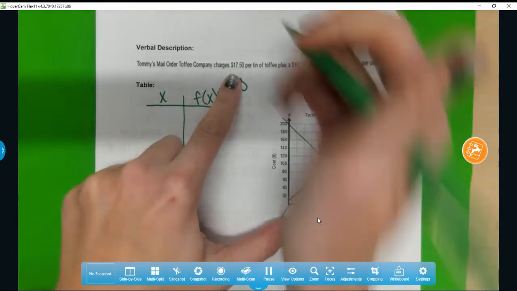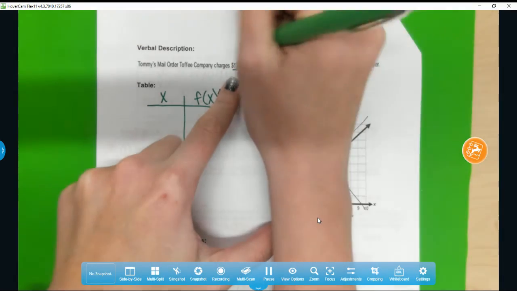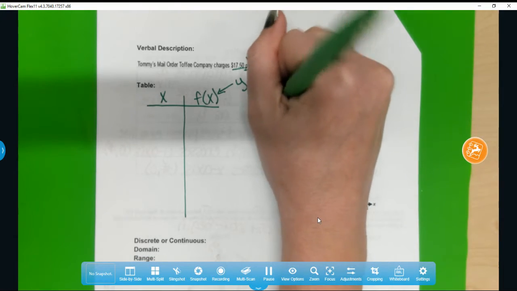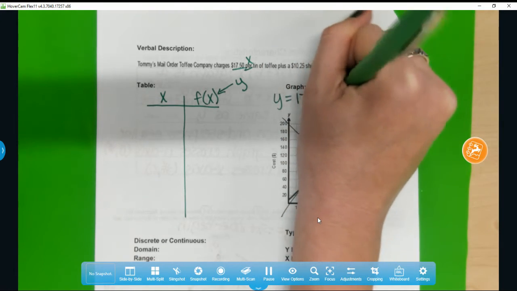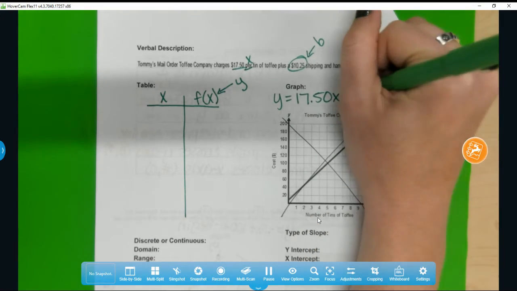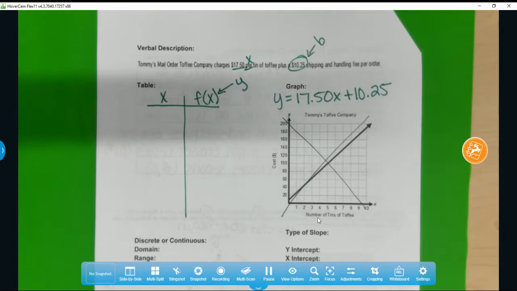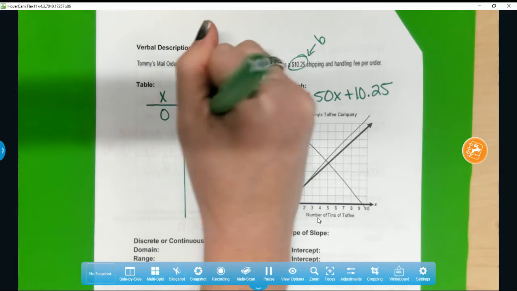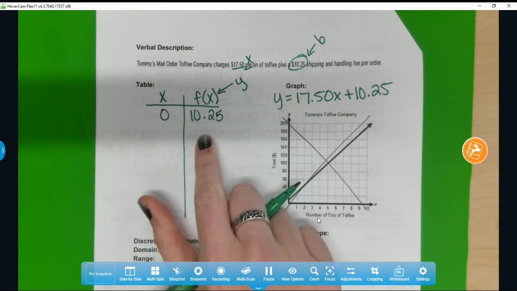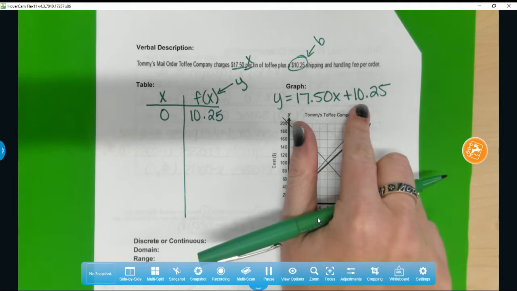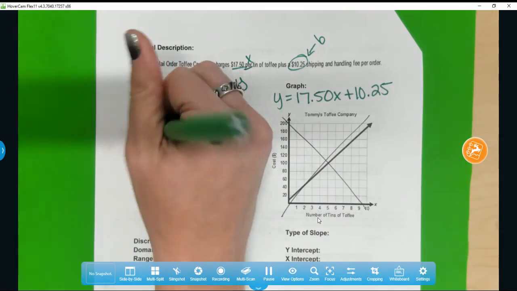Okay, so charges $17.50 per tin. That means that's where my x goes, because I don't know how many tins. So we have y equals $17.50x plus we have to pay this $10.25. So that's the b value. Okay, so that means at 0 tins I am paying $10.25 for my shipping and handling. Okay, so that's the beginning. Then you can put this equation into Desmos or just plug in x values.